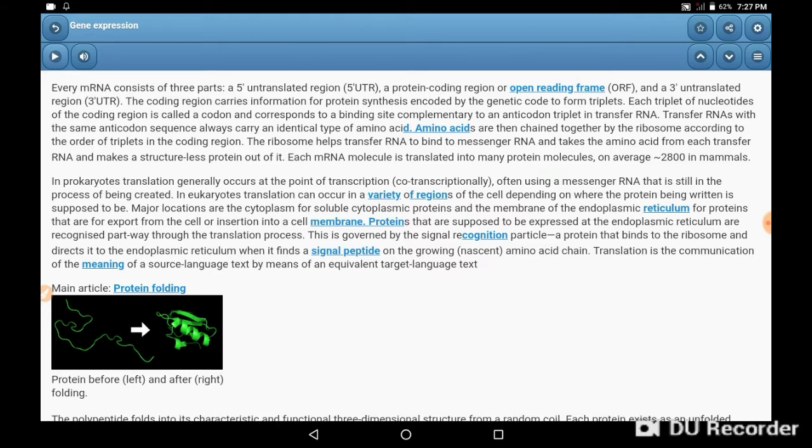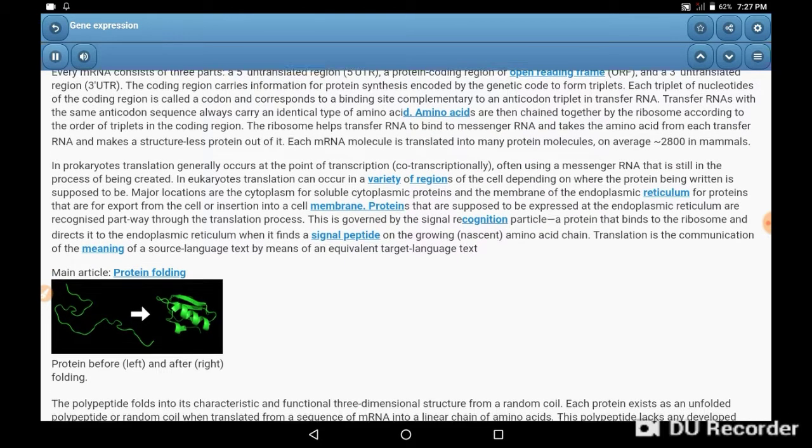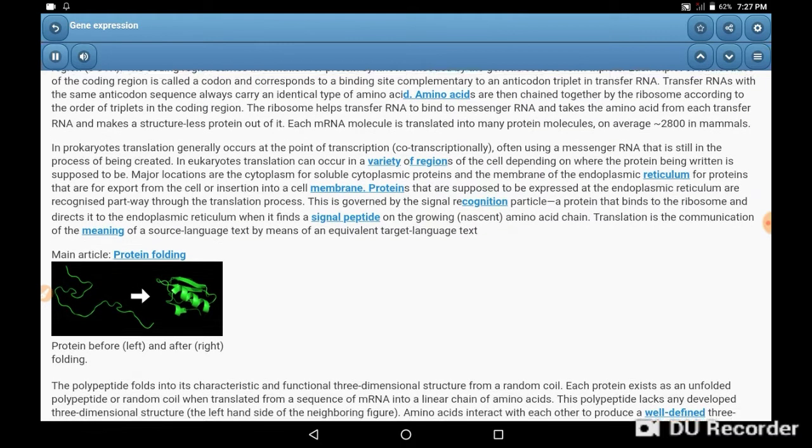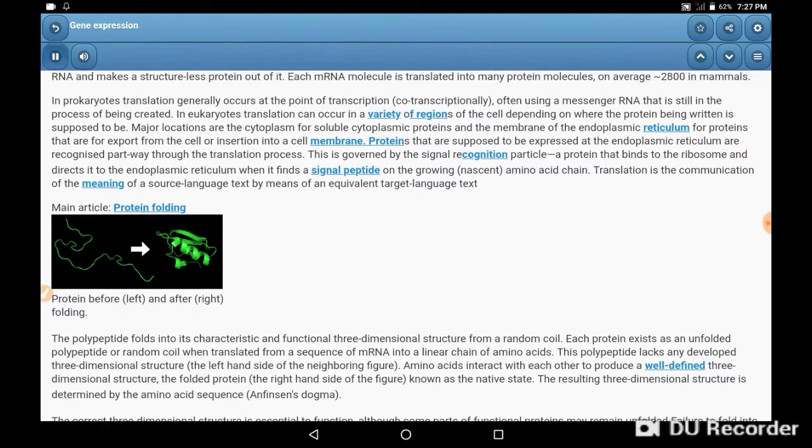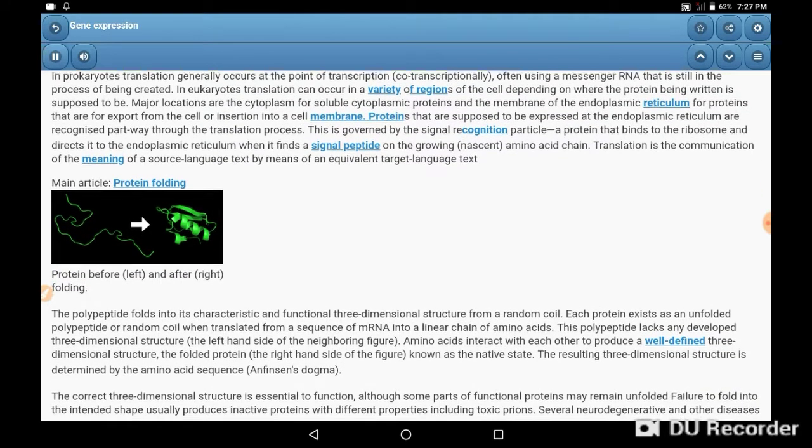The ribosome helps transfer RNA to bind to messenger RNA and takes the amino acid from each transfer RNA and makes a structure-less protein out of it. Each mRNA molecule is translated into many protein molecules, on average approximately 2,800 in mammals. In prokaryotes, translation generally occurs at the point of transcription, co-transcriptionally, often using a messenger RNA that is still in the process of being created.